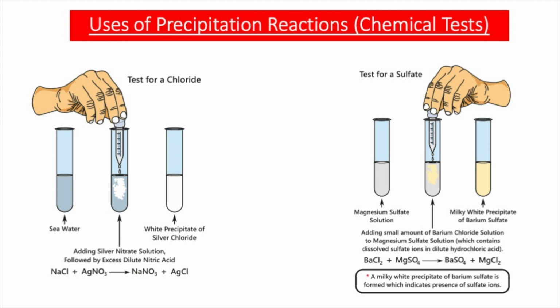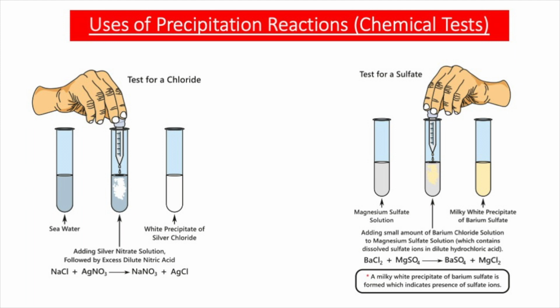Now, another test that relies on precipitation reactions is the test for a sulfate. If we add barium chloride or barium nitrate to any sulfate, we form the insoluble salt, barium sulfate. And this is characterized by a white precipitate. This precipitate is quite milky in appearance and is very thick. So the presence of a thick white precipitate indicates that we must have a sulfate present.